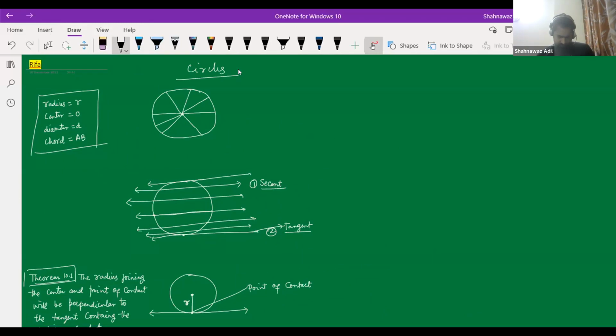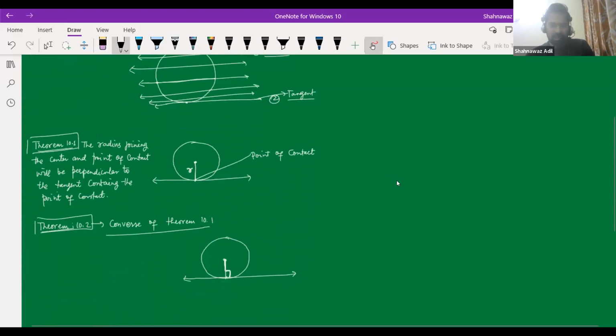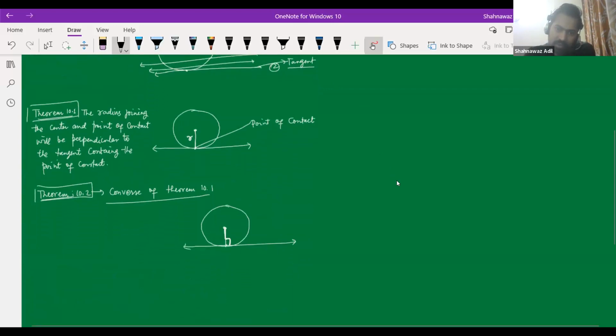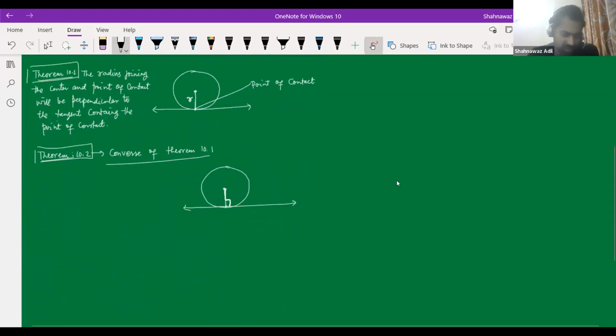For the second theorem, can you write the statement? Okay, yeah. So I will write this part. Yeah, did you note down this part? Theorem 10.1, did you note it down? Yes, let me write down the statement.